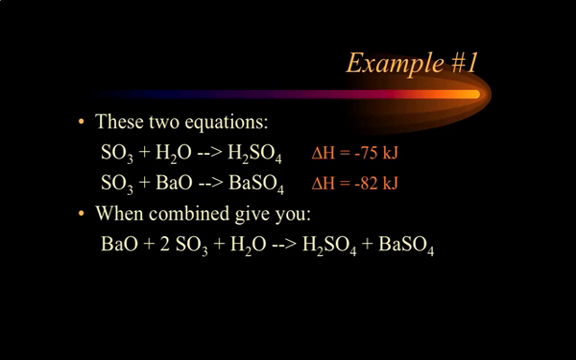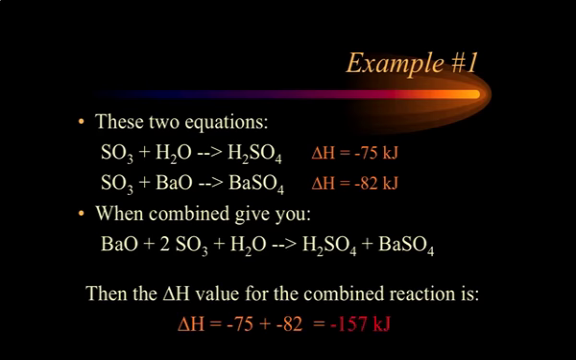Well, what I'm really looking for is a value. So I'm going to add together the delta H values. And I get negative 75 plus negative 82 gives me negative 157 kilojoules.